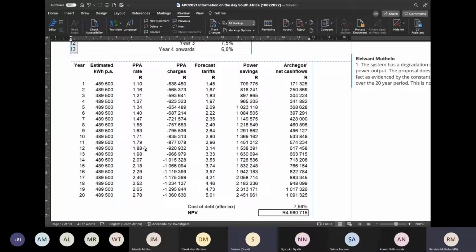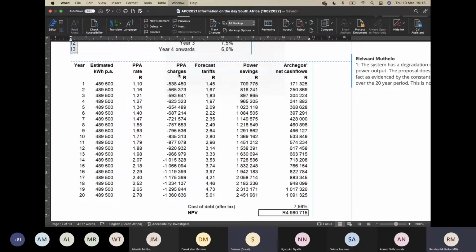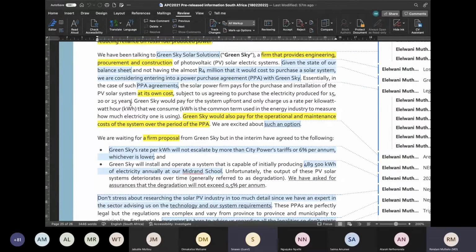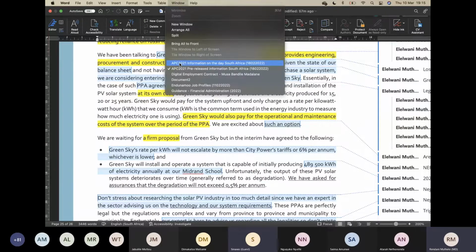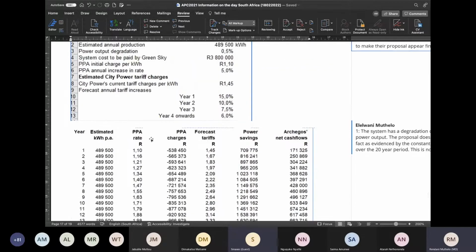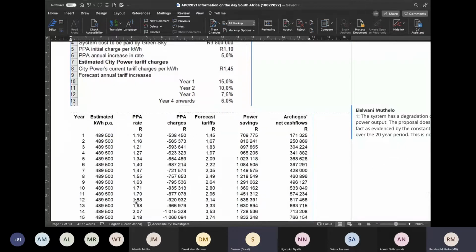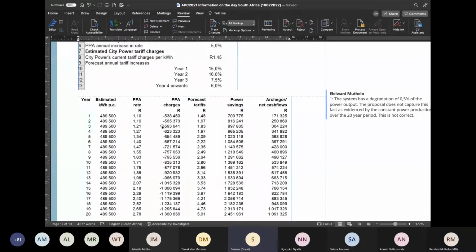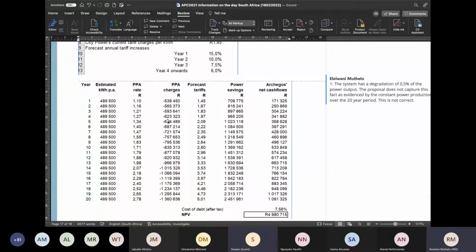So now, looking at this, let's dive deep into it. They've got year 1 through to year 20. Remember Green Sky had given us proposals that it could be 15, 20, or 25. Now they're presenting a 20-year proposal. Then they've got the usage, then the rate that we'll be paying them, starting at 110 and growing at 5% for the next 20 years. Then they showed what you will be paying.